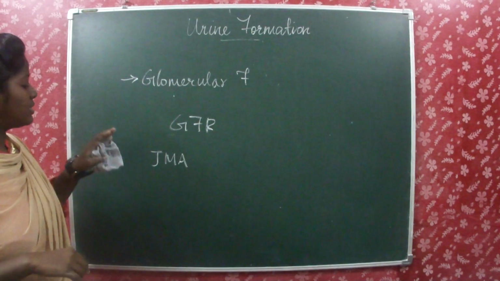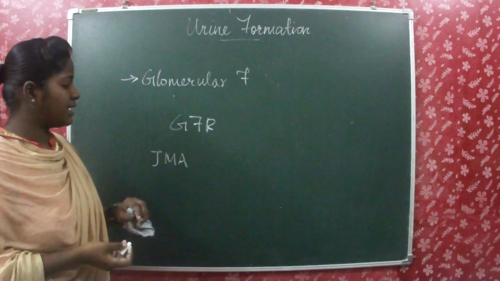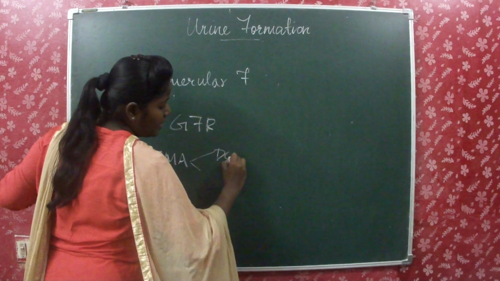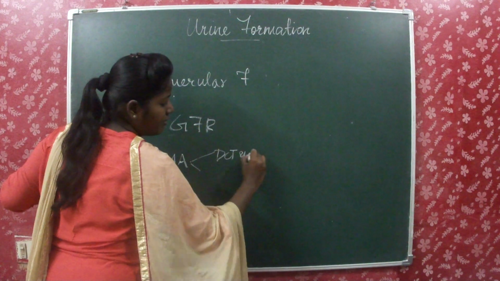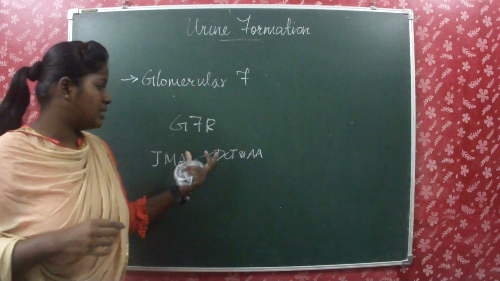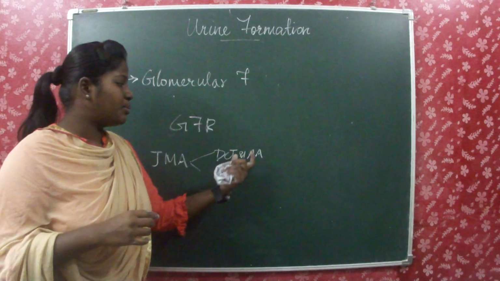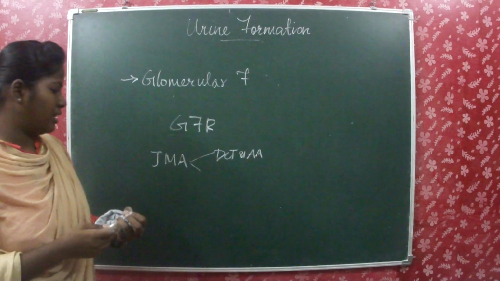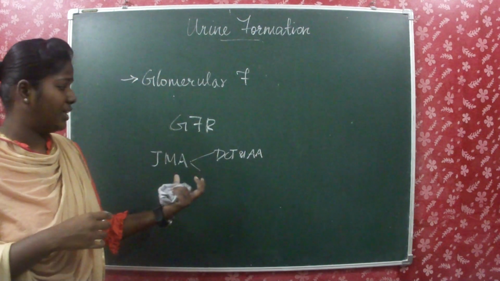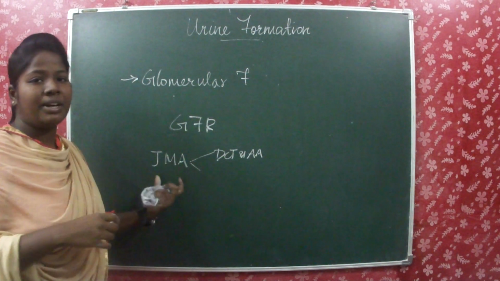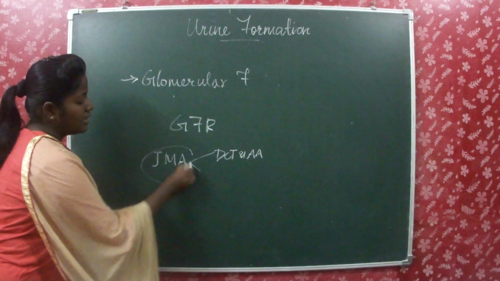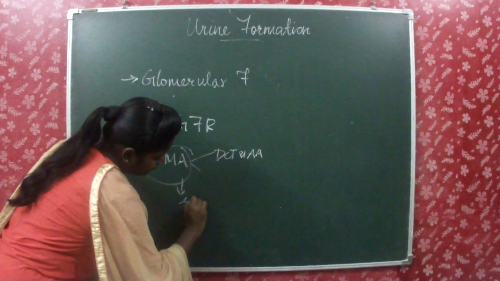So this is the juxtamedullary apparatus. If we take this location, the distal convoluted tubule and afferent arteriole meet at a particular stage, and the location of contact undergoes some cellular modification to form the juxtamedullary apparatus. So this juxtamedullary apparatus secretes renin.